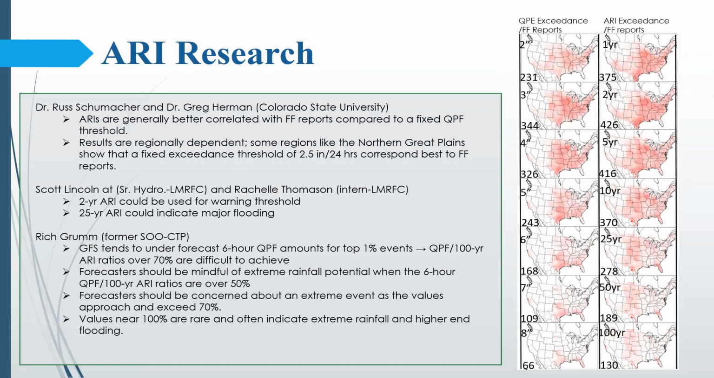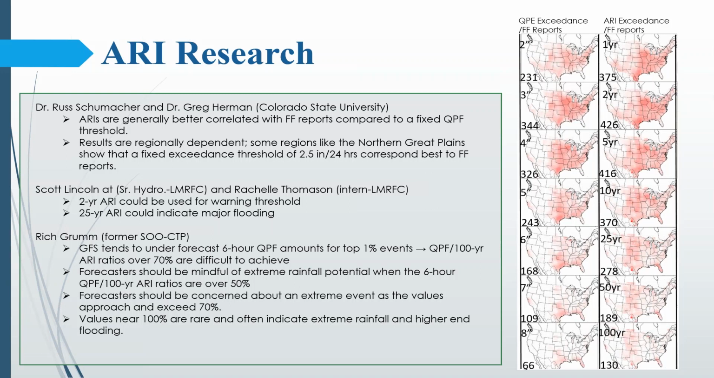If you take a look at the image on the right, showing all of those panels of the US, the left column shows the QPE exceedance in the top left corner, and below that, the flash flood reports associated with them. And on the right, you have ARI exceedance compared to the flash flood reports that it's captured. So you can see that on a national level, the ARI exceedance thresholds do capture more flash flood reports. The caveat is that these results are very regionally dependent if you look at it at a regional scale.